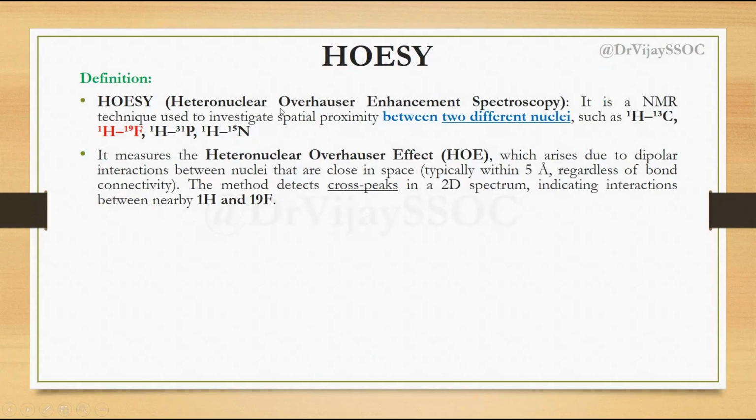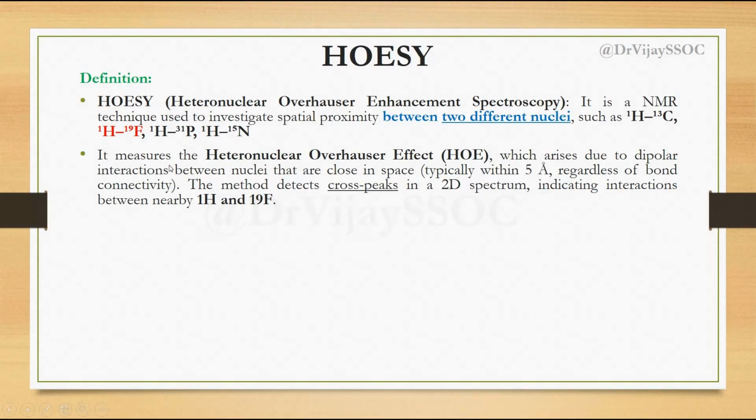HOESY stands for Heteronuclear Overhauser Enhancement Spectroscopy. It is an NMR technique used to investigate spatial proximity between two different nuclei. There are different types of HOESY, for example, 1H-13C HOESY NMR, 1H-19F HOESY, 1H-31P (phosphorus) and 1H-15N (nitrogen) HOESY. In this video, we are going to focus mainly on proton-19F HOESY NMR spectroscopy.